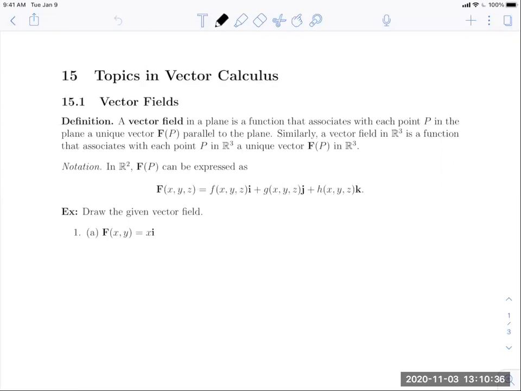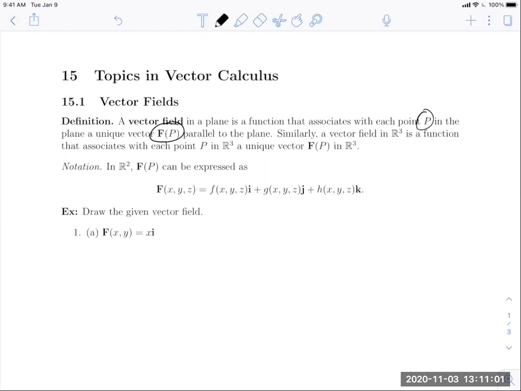A vector field in a plane is a function that associates with each point P in the plane a unique vector f of P parallel to the plane. So we're inputting a point P, we're outputting a vector at that point P. Similarly, a vector field in R3 is a function that associates with each point P in R3 a unique vector f of P. So very similar to 2 dimensions.